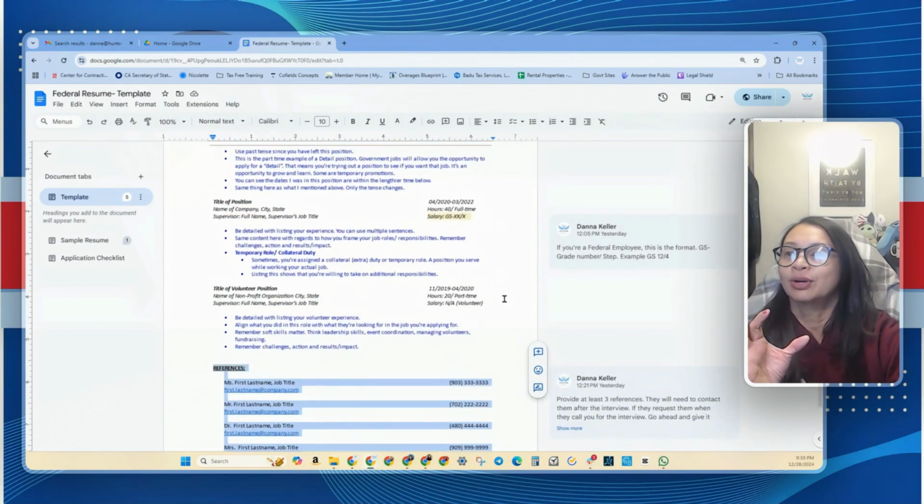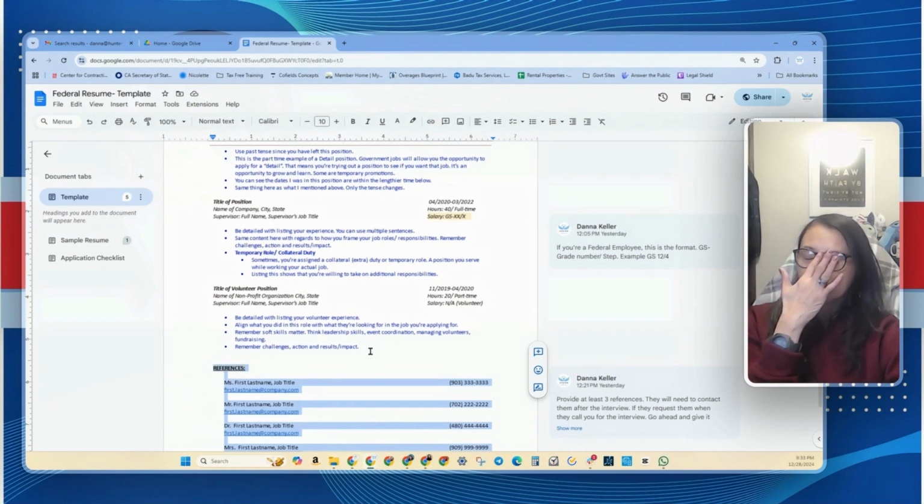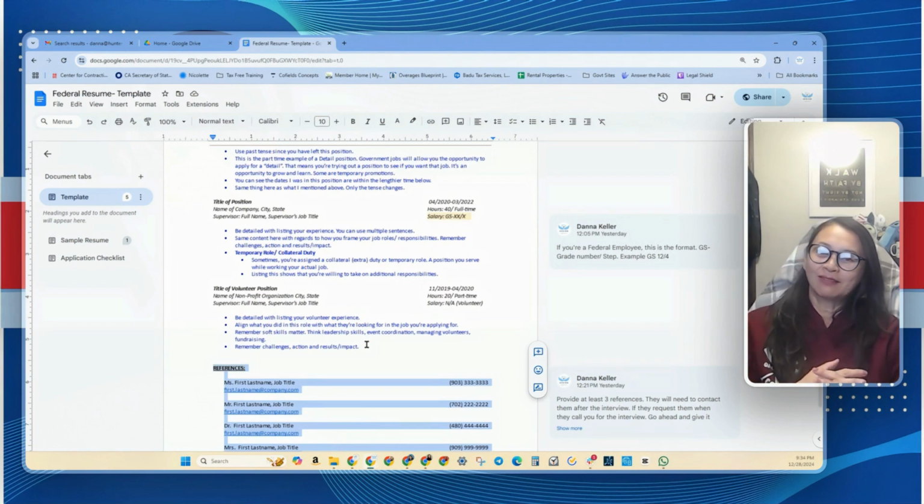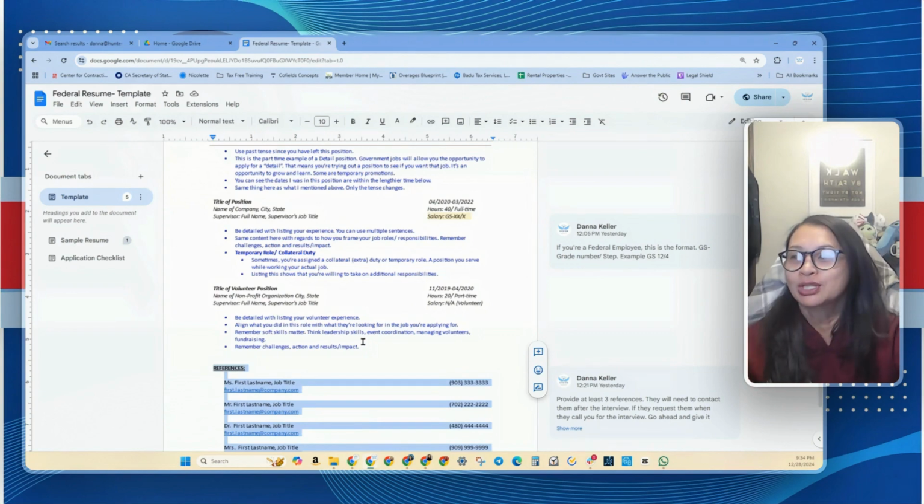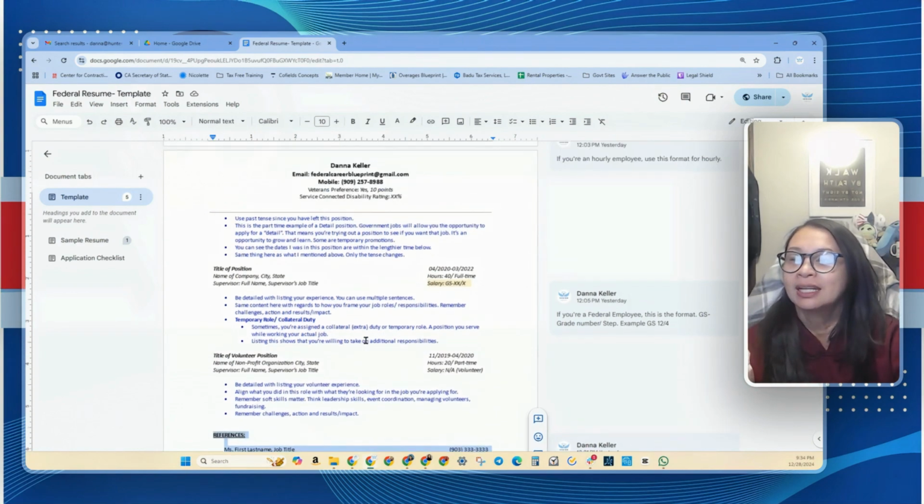And then also, if it's a volunteer position, you don't have to put a salary, but you can put NA/volunteer, but definitely be detailed with even a volunteer position. If you showed any type of skill that will pertain to the job that you're applying for, think about your leadership skills, event coordination, managing volunteers, fundraising, fund management. Those are real skills, even though you're not getting paid for them. So that counts. So make sure that you go ahead and put that in.